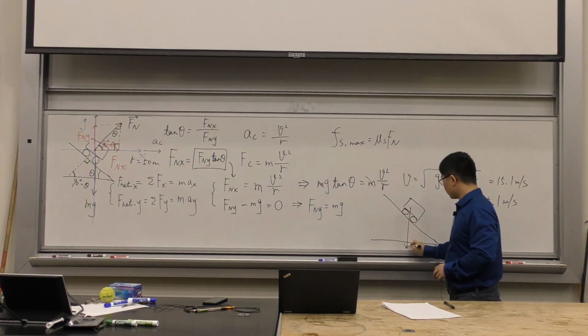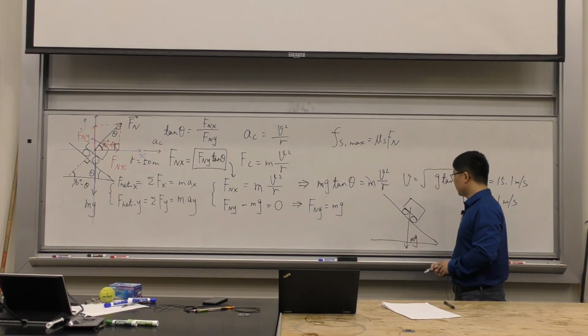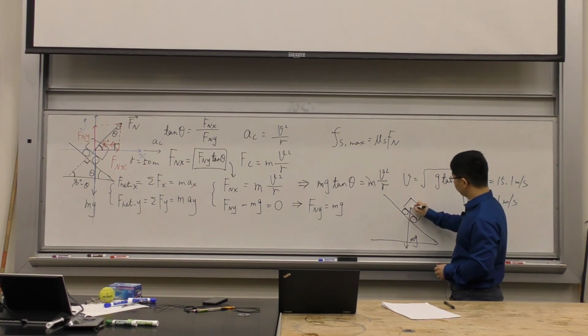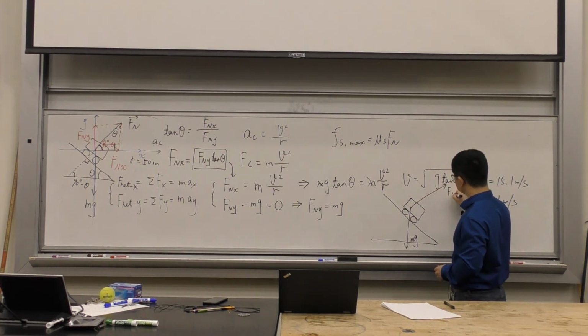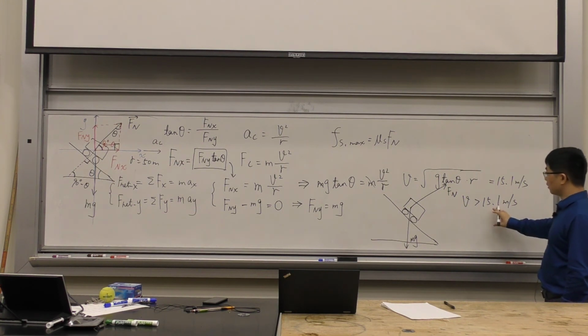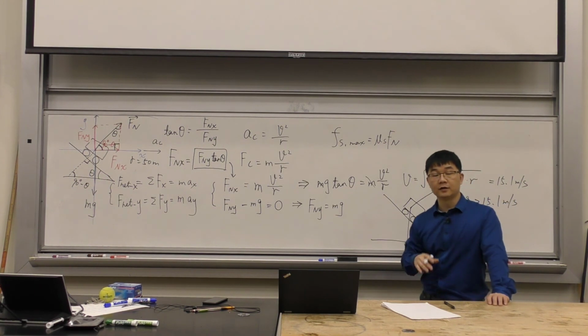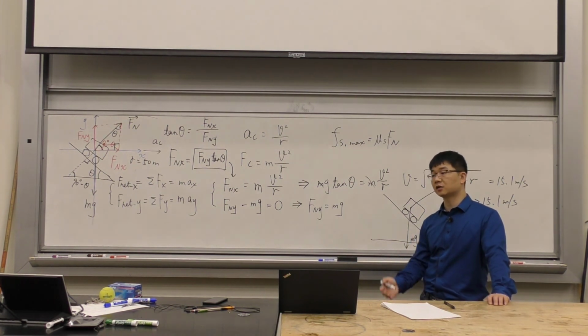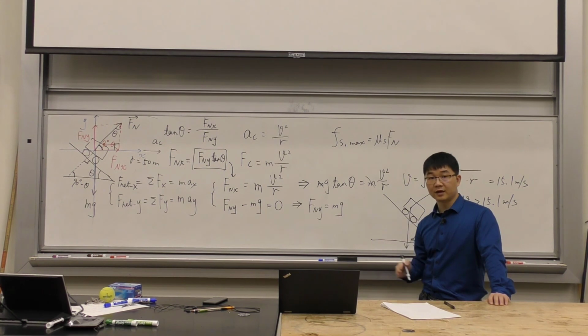So the question I want to ask you is this. In this case, what would be the direction of the static friction if the car is making this turn with a speed larger than this? This is not very intuitive. Again, this is a perfect example. You shouldn't always trust your intuition. Your intuition doesn't always lead you to the right answer, especially if things are complicated.